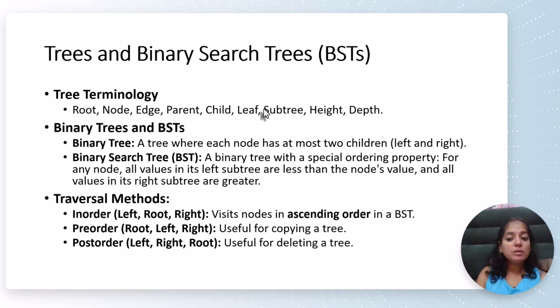When we are talking about the traversal methods of a BST, we have three traversals: in-order, pre-order, and post-order. In in-order, we do left, root, right; in pre-order, root, left, right; and in post-order, left, right, root. Whenever we have a BST and we perform in-order traversal, we get the sorted array. We get the elements in sorted order.